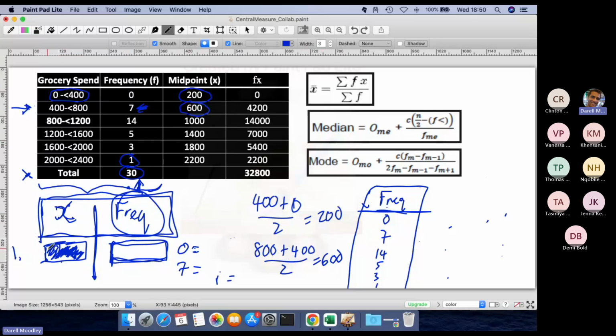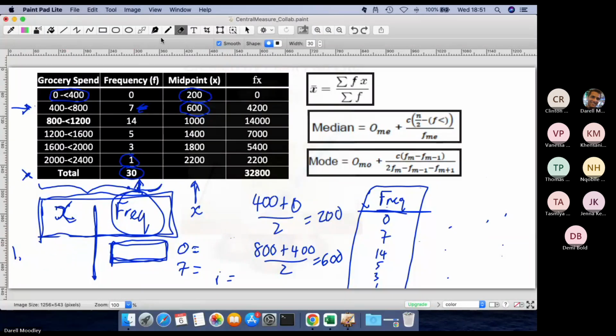So the numbers you're going to populate for your X column is going to be this column here. This is your X column. So populate that with these values. Do that, and just raise your hands once you've completed this. Remember, the first number you would capture is 200. The next number you capture is 600, etc., all the way to the last number, which is 2,200.